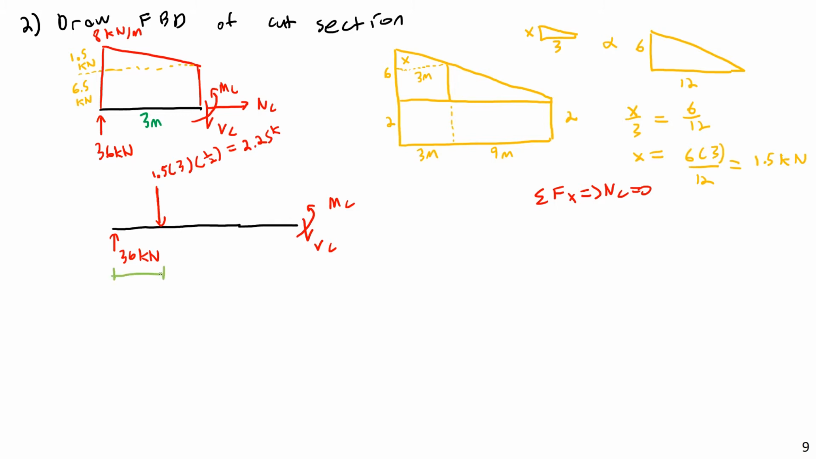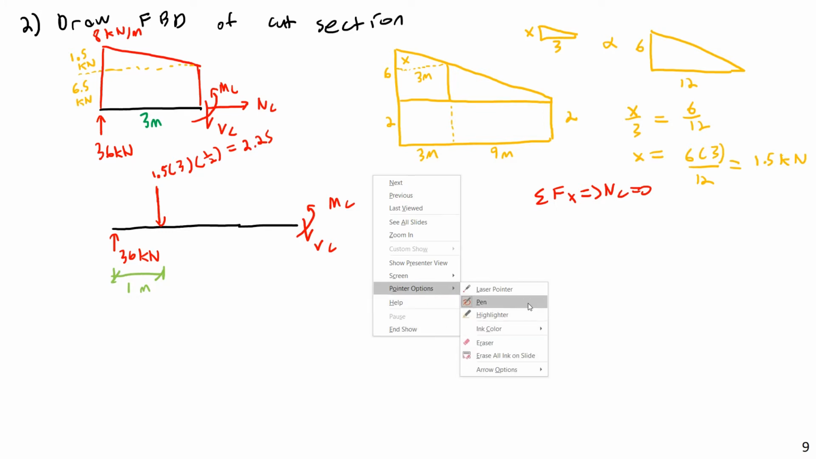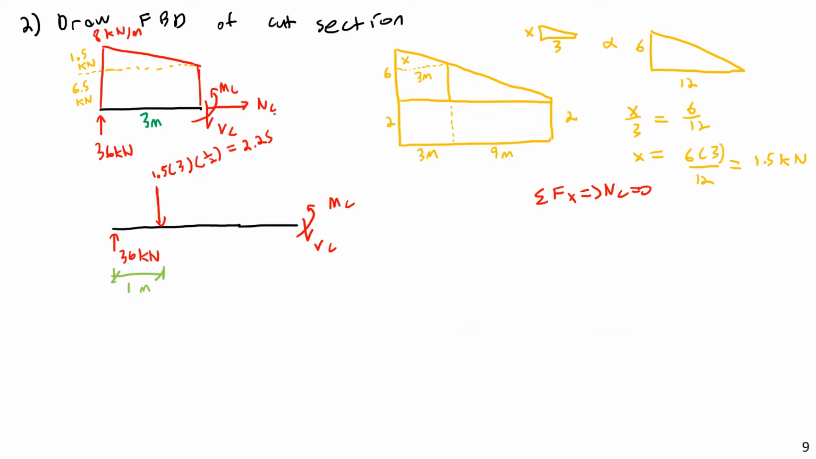Oops, sorry, not kips. That should be kilonewtons. Keep on wanting to go back to English units. Let me fix that. 2.25, not kips, but kilonewtons. If I wanted to pronounce that in a bizarre way.